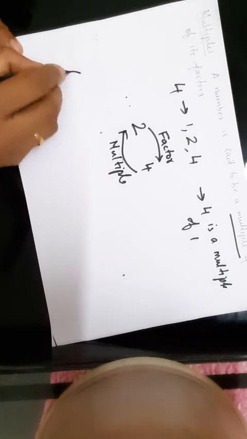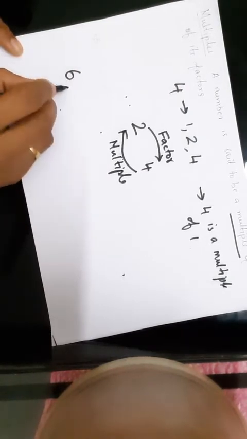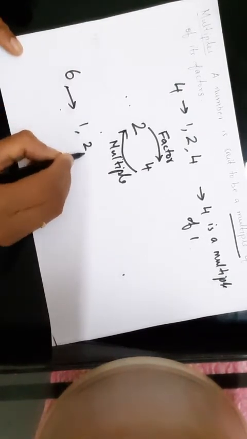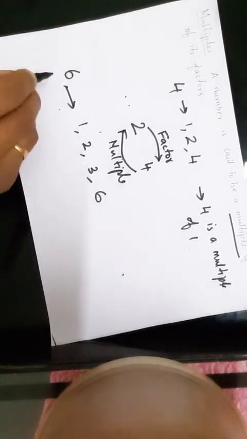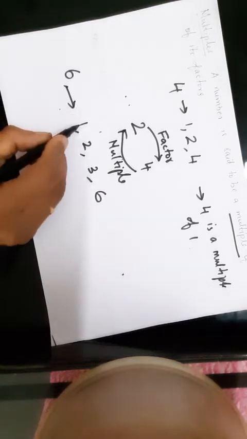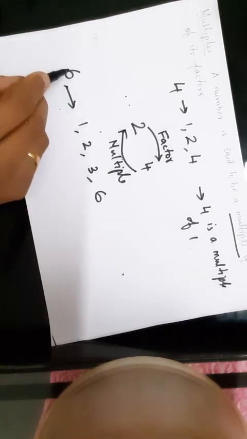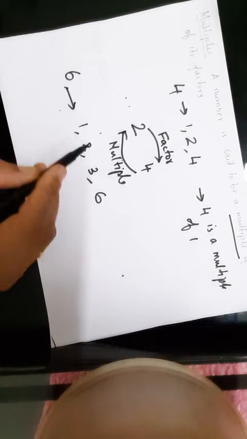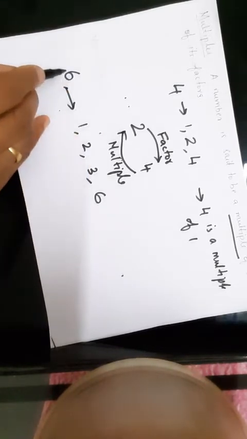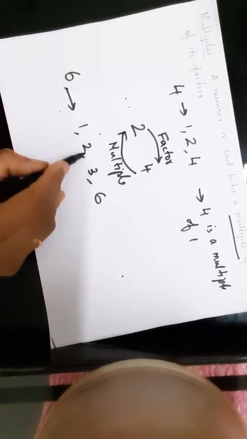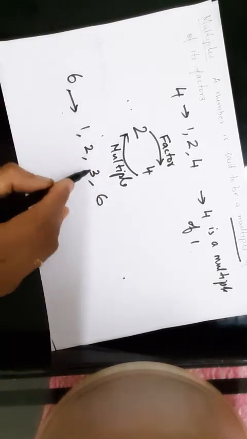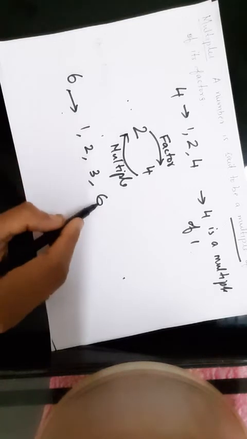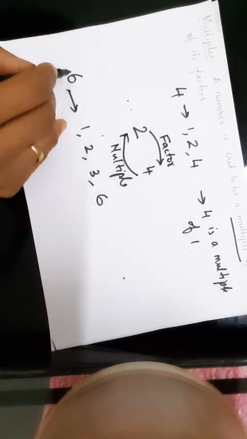Another example, 6. We know 1, 2, 3, 6 are the factors of 6. 1 is a factor of 6 means 6 is a multiple of 1. 2 is a factor of 6 means 6 is a multiple of 2. 3 is a factor of 6 means 6 is a multiple of 3. 6 is a factor of 6 and also 6 is a multiple of 6.